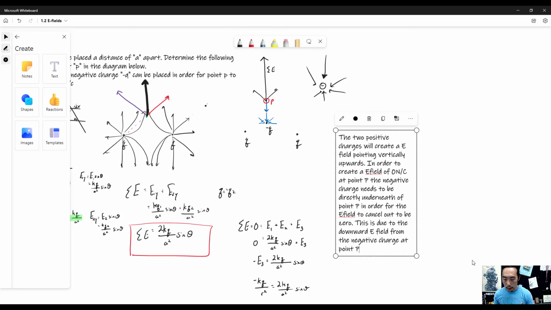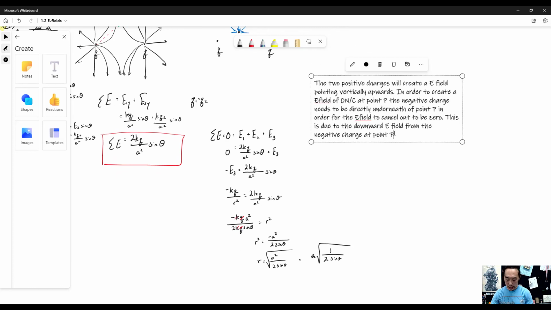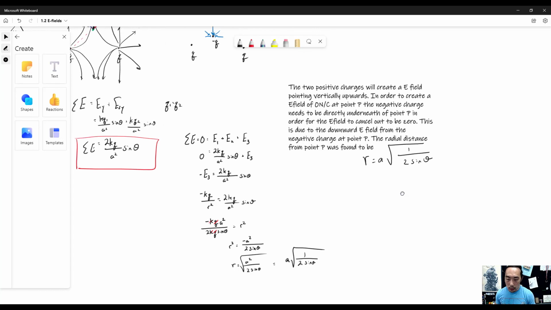Okay, and we can also make a little statement there saying the radial distance from point P was found to be, I'm going to write it down, R is equal to A square root of 1 over 2 sine of theta, or R is equal to A square root of 1/2 sine of 60, where sine of 60 is in the denominator. And that would be my written statement. If this were an FRQ, I'm pretty sure I would have gotten max points.